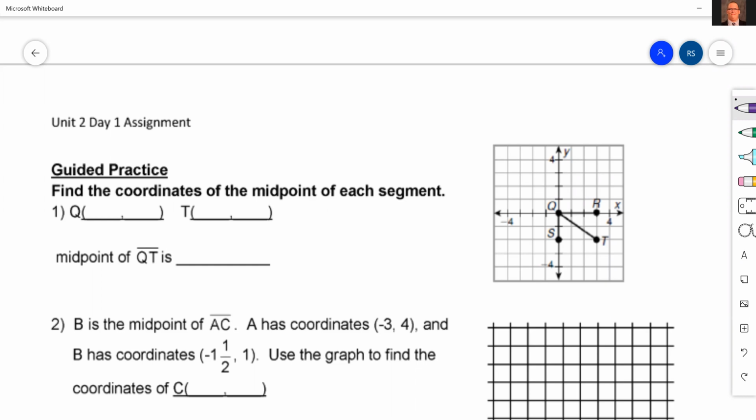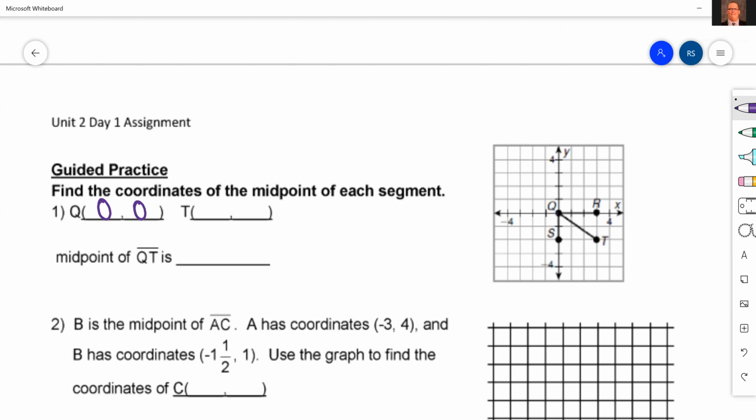Number one, they ask us to find the coordinates of the midpoint of each segment. Well, let's see what information they ask us to find. First, they ask us to find the coordinates of Q. Where's Q at? It's at the origin, 0, 0. Then they ask for the coordinates of T.